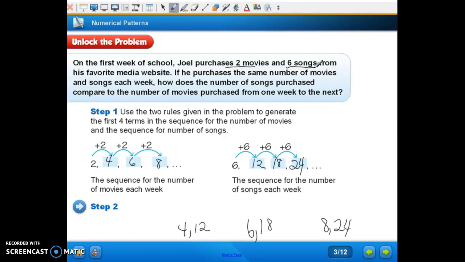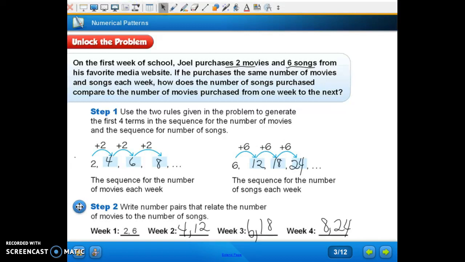So there's your rule given. So over here, the movies go up by 2. So it would be 2, 4, 6, and 8. And the songs go up by 6, so you would have the multiples of 6.